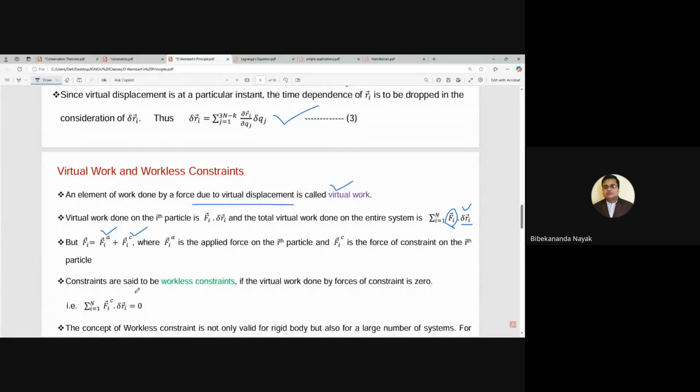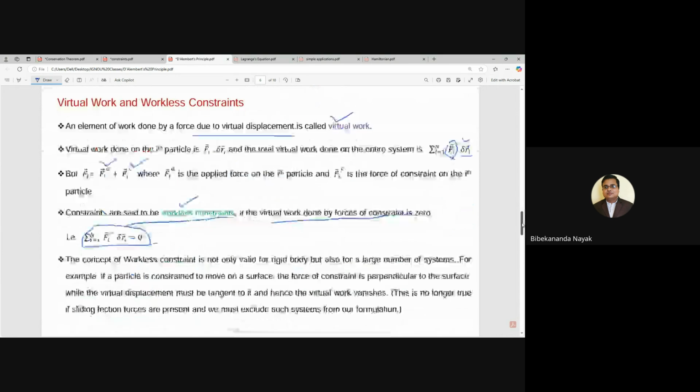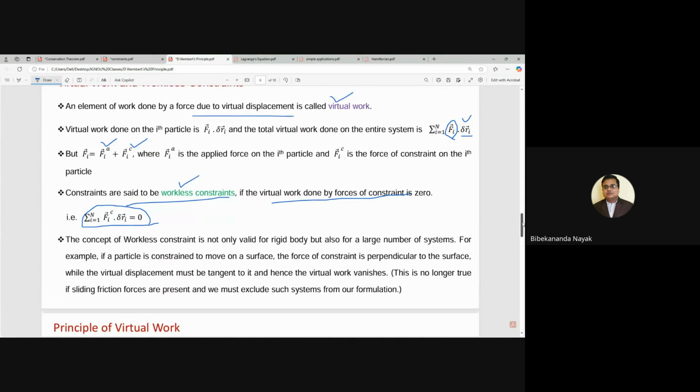But constraints are said to be workless constraints if the virtual work done by the force of constraint is 0. Sometimes you assume that the virtual work done by the force of constraint is 0, then we call it a workless constraint. So then we have only one term, Fia dot delta ri is equal to 0. The concept of workless constraint is valid not only for a rigid body, but also for a large number of systems.